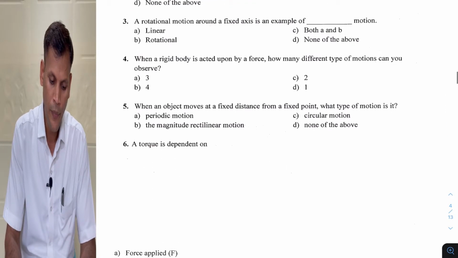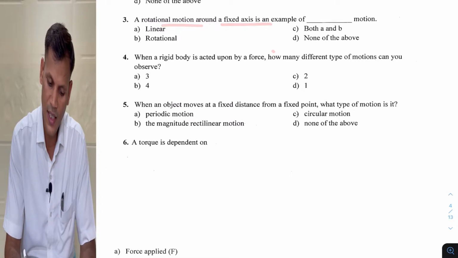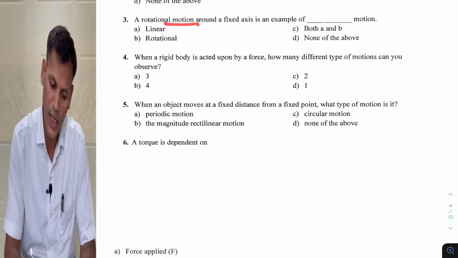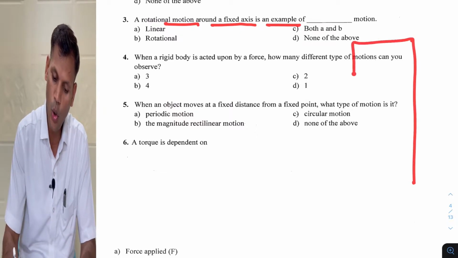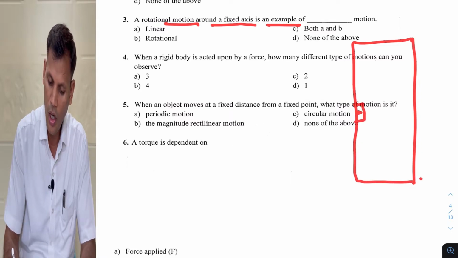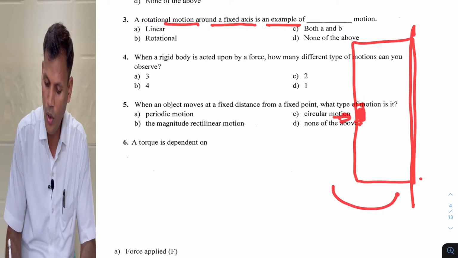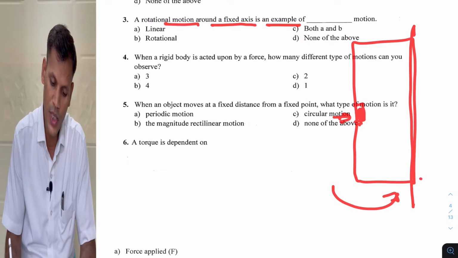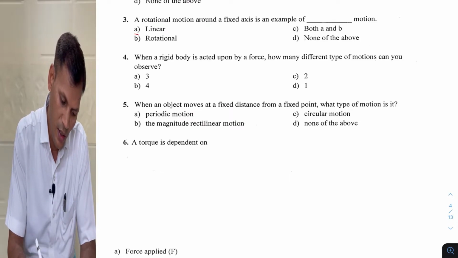Next is: rotational motion around a fixed axis is an example of what? If one axis is fixed, like a door, as we apply the force on the handle, and this is the axis of rotation, it starts to rotate. So it produces rotational motion. So what will be the answer? Rotational.